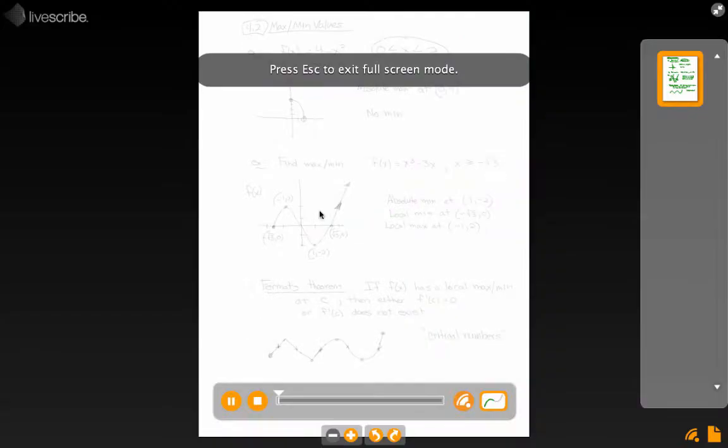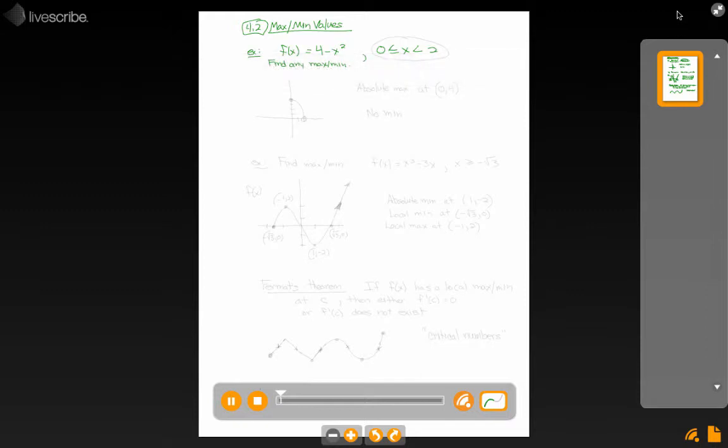This comes out of section 4.2, max min values. First one gives me this function, f of x equals 4 minus x squared, defined only from 0 to 2, including 0, not including 2, and it says find any max min on this graph. So first of all, I need to know what the graph looks like.